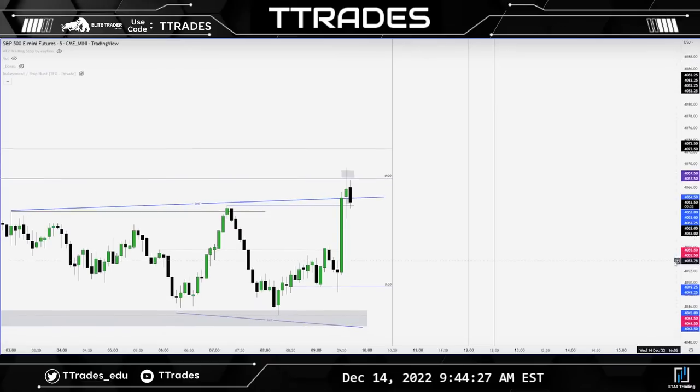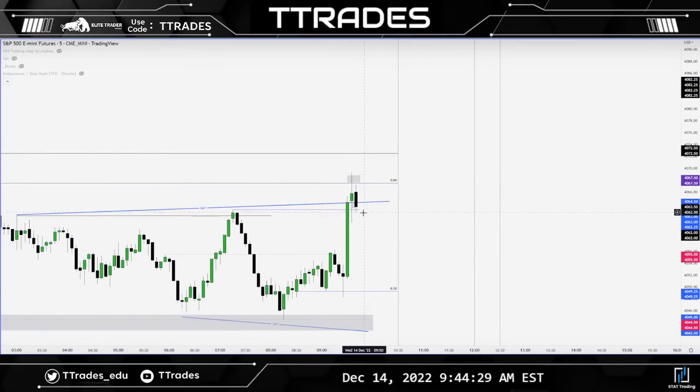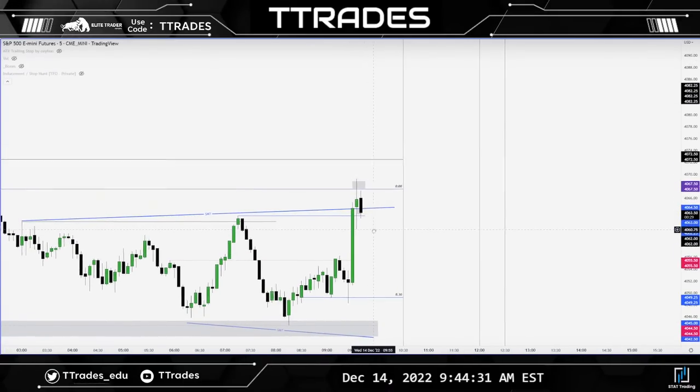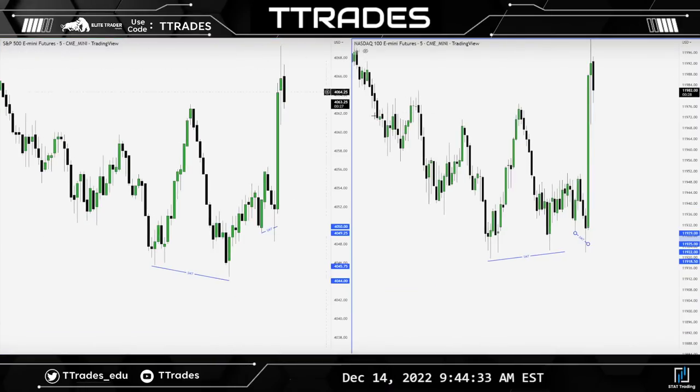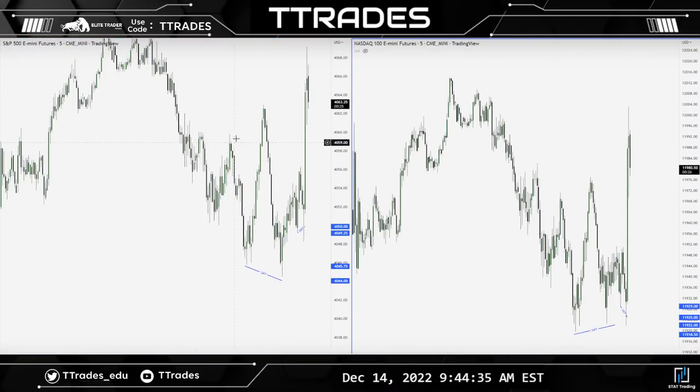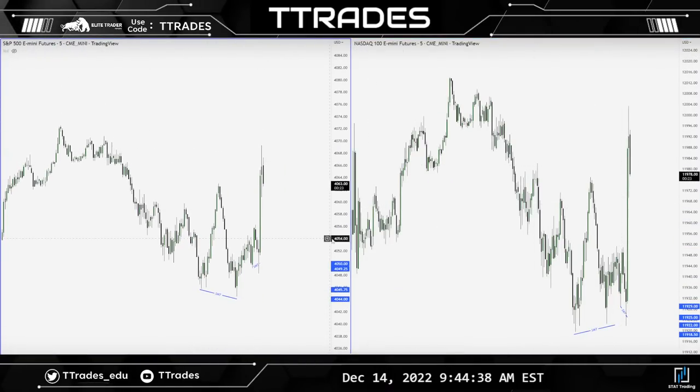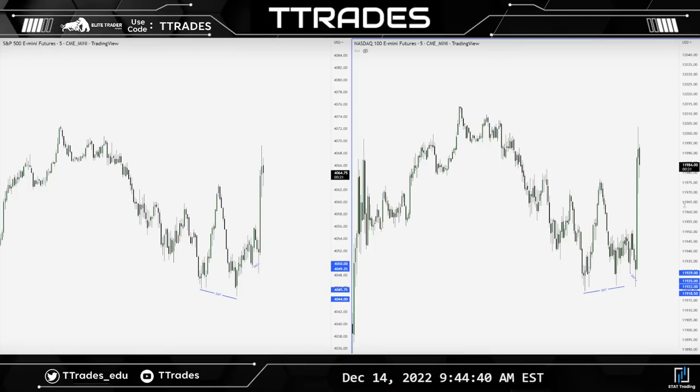Looks like fun. So there was our deviation. We'll see if we fall back in. Really, I don't care too much. NASDAQ reaching pretty nicely up there to the 1200.